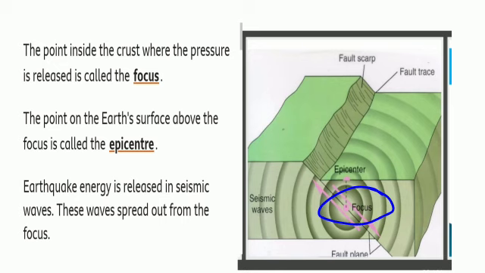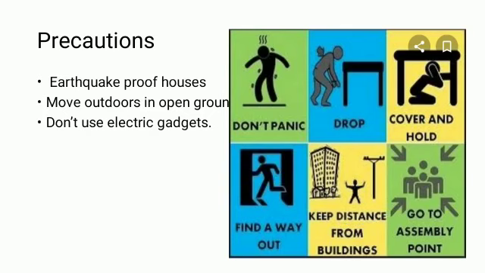Earthquake is originating. Fine. Now let us talk about some precautions. Precautions which we can take at the time of earthquake: if we are living in an earthquake prone area, we should make earthquake proof houses or wooden houses. If we are indoors, just hide yourself under some strong furniture, or if you are outdoors, then move outside somewhere in the ground. If you are indoors, then stop using electric gadgets at the time of earthquake. So these are the precautions which you should take at the time of earthquake.